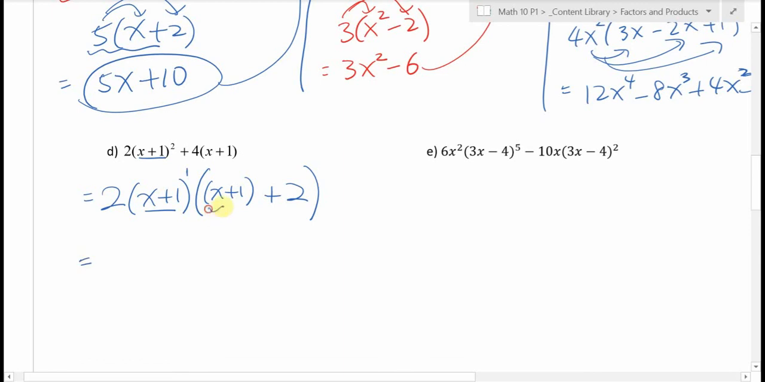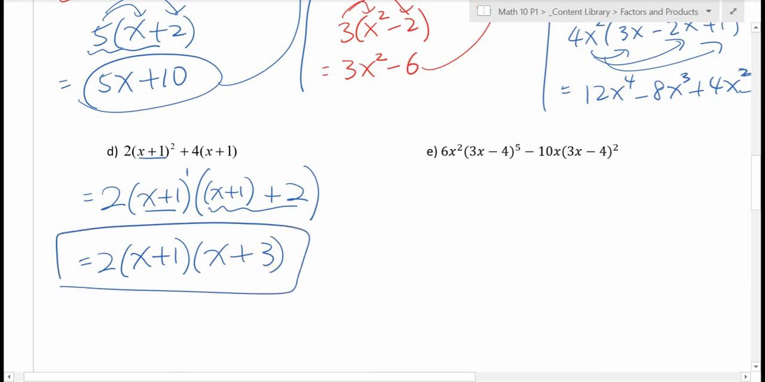Now we can simplify here inside the brackets a little bit. So I'm just going to copy down the first 2 terms, 2 times x plus 1. Here we have x plus 1 and then plus 2, so in total we have plus 3 here. And this is your final answer. Okay, so that is part D.